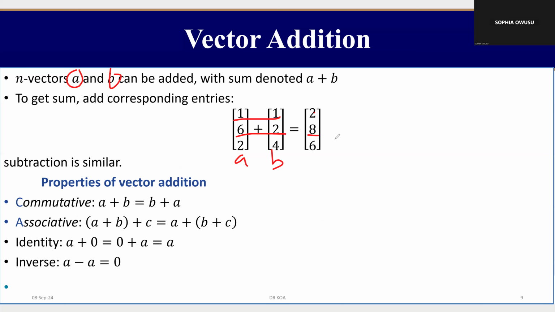Now, why is this a vector? Who can tell me? Why is each one of them a vector? You've said it multiple times. Sophia.